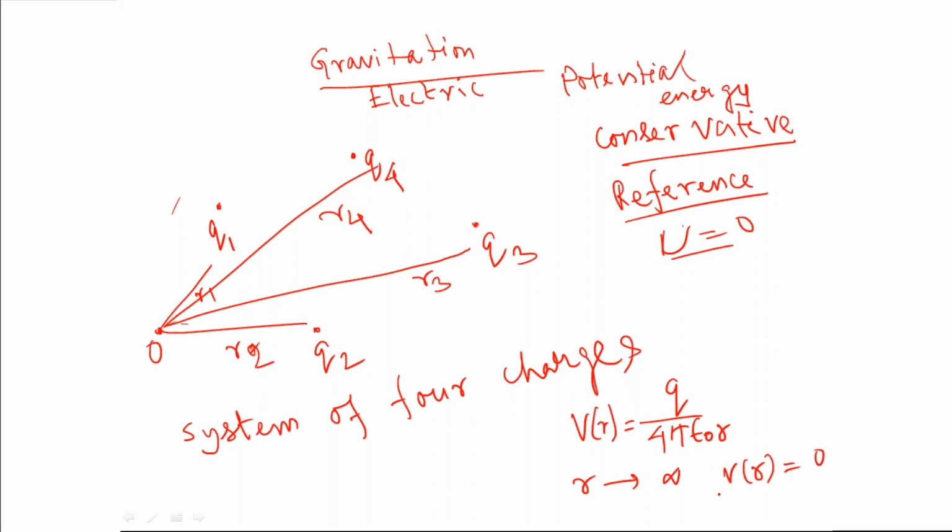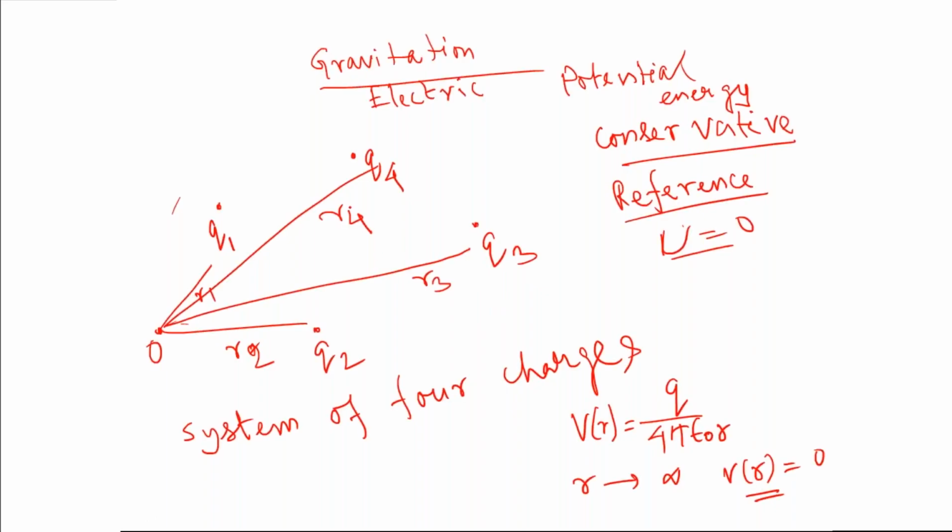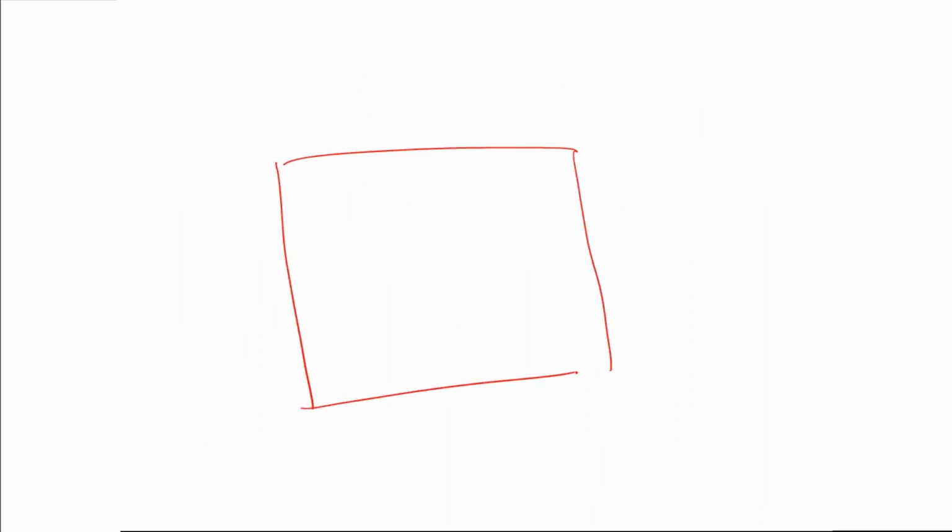So what I have to do in the beginning itself, I should not take that I have a system of charges like this. I have to think that I have a region of space over here where I am making the system of four charges. But initially it is empty space. Initially no charge is there. So what I have to do? I have to take charges from infinity to this region of space one by one.